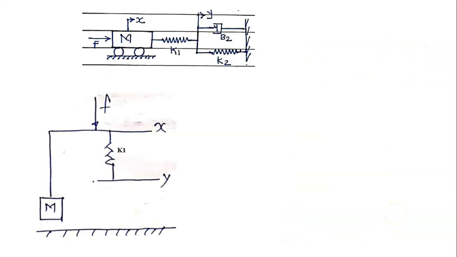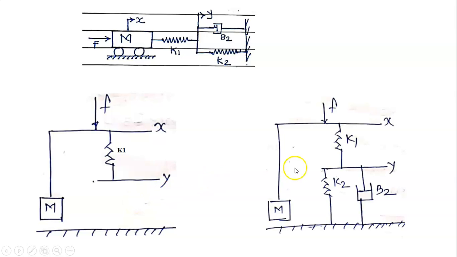Now, in the same figure, spring K1 is in between the x and y coordinates. Therefore, I have drawn spring K1 in between the x and y coordinates. Now B2 and K2: one end is connected to the y coordinate and the other end is connected to the ground. Therefore, construct B2 and K2 here. K2 connects one end to the y coordinate and the other end to the ground. B2 connects one end to the y coordinate and the other end to the ground. Therefore, this is our grounded chair representation of this diagram.